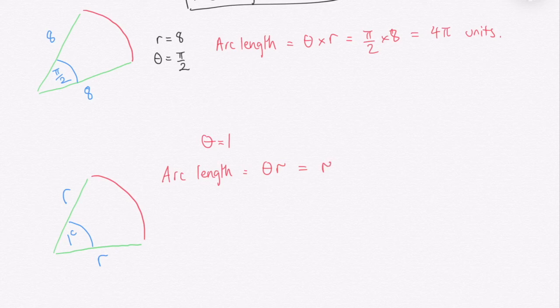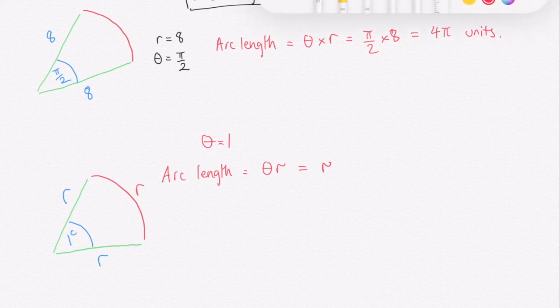Well, let's think about what that is telling us. That is telling us that we have a radius that is equal to the arc length. And whenever we have a radius that is equal to the arc length, the angle is 1 radian. So this is a good way of thinking about what 1 radian actually is: the angle that gives us a sector of a circle where the radius and the arc length are equal.